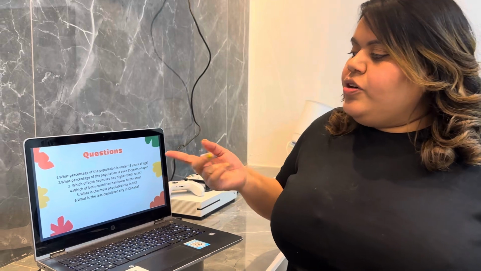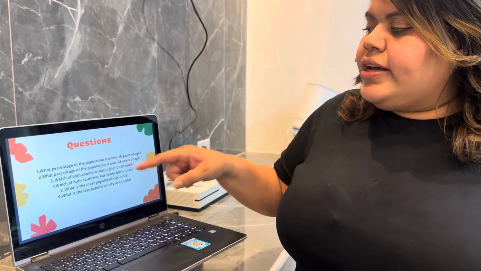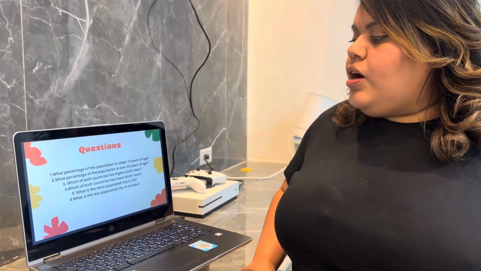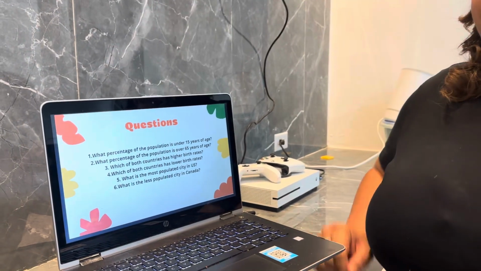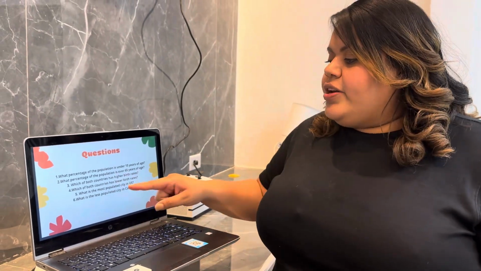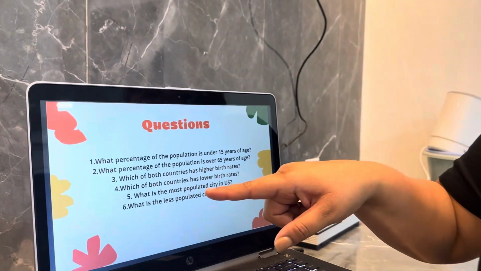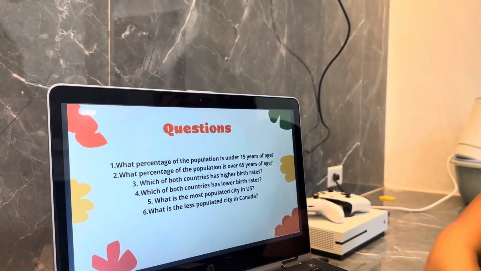And to finish with the explanation of the visuals, you can use some questions to have a better comprehension of each of the visuals. So I use these questions. What percentage of the population is under 15 years of age? This is based on the first visual that we use. Then we have another one that could be a comparison of which of both countries has higher birth rates. That was the second visual that I used.